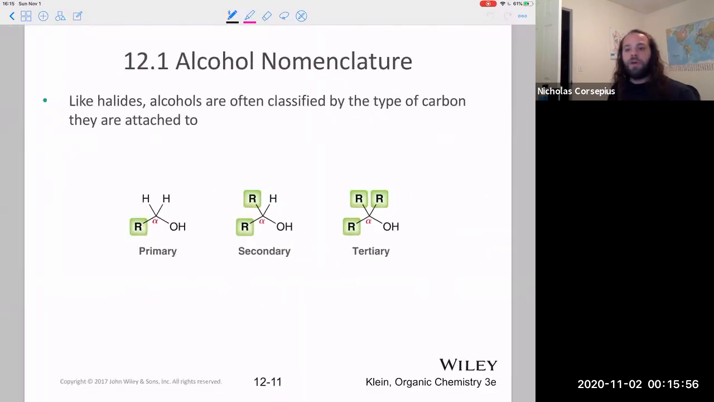Just like what we saw with our alkyl halides, we can describe these alcohols more by talking about how many carbons the alpha carbon is bound to, right? Alcohol groups can only have one bond, so it's always going to be bound to just one carbon. But then we categorize these as primary if that alpha carbon is bound to one other carbon. If the alpha carbon is bound to two other carbons, it's secondary. And if it's bound to three other carbons, it's tertiary.